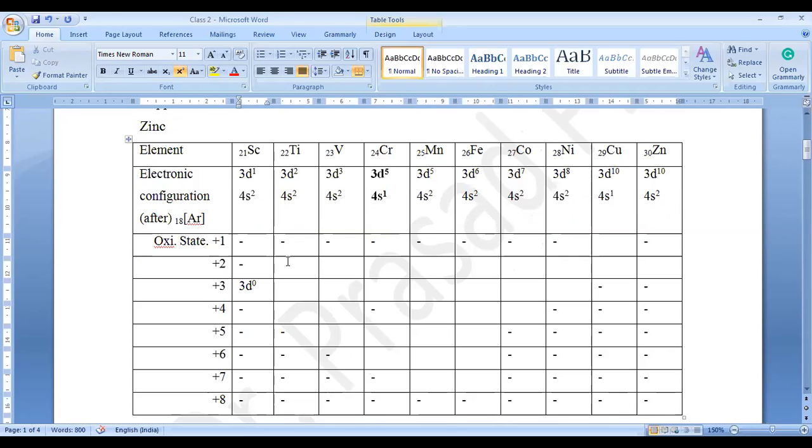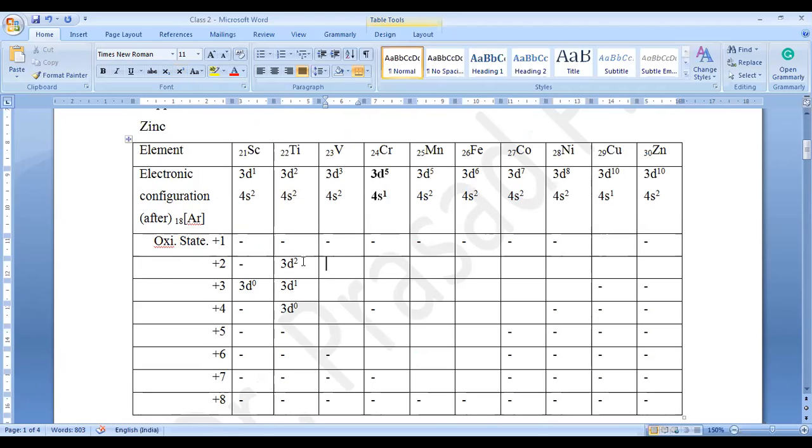Then titanium can have a 3d2 system, then a 3d1 system as well as a 3d0 system. All these three possibilities give stable configurations. Therefore, you can say titanium can exist in a plus 2 oxidation state, plus 3 oxidation state, and plus 4 oxidation state, and the electronic configuration is also given.